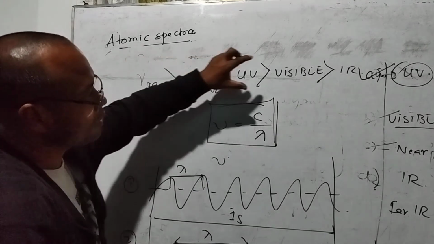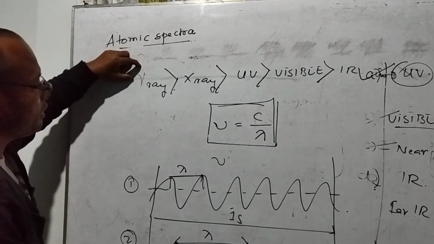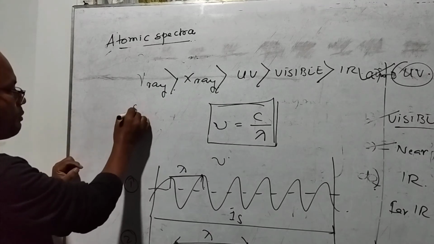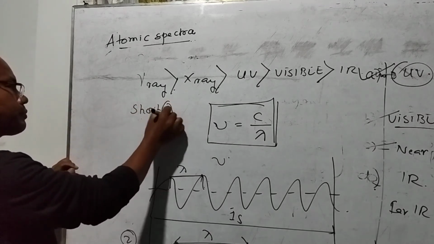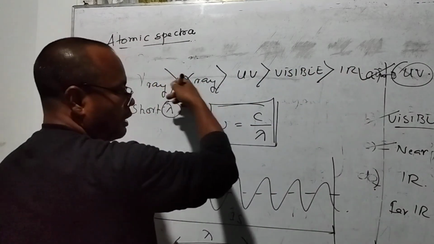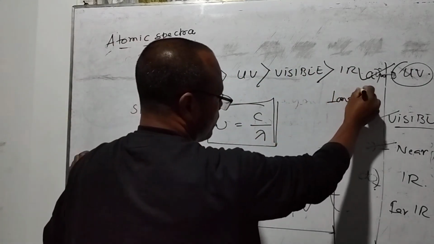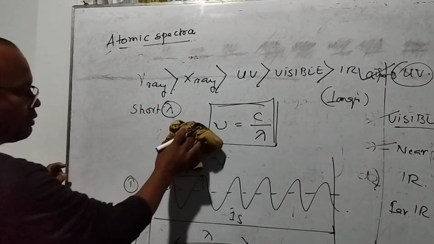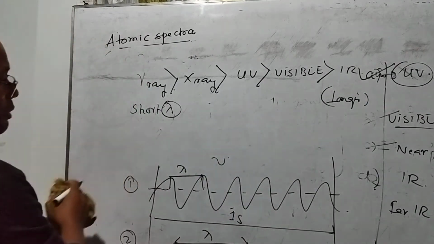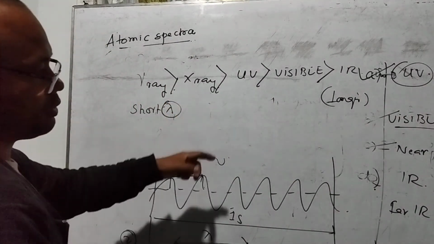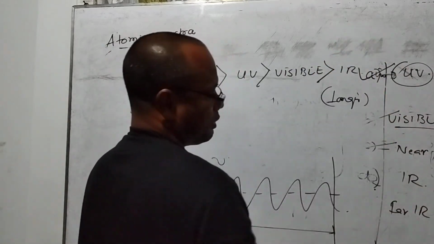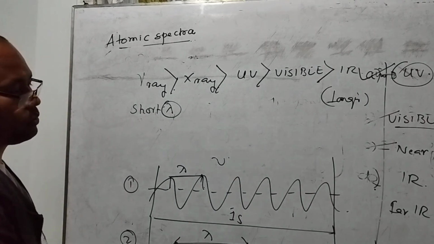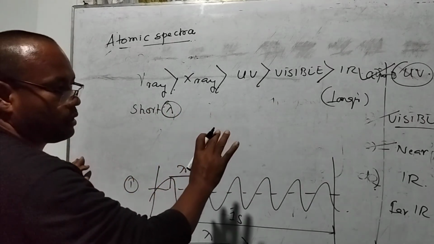Now in this order, gamma ray has the highest frequency, so gamma ray should have a very short wavelength, and IR compared to the others should have the longer wavelength, right? From this concept we confirm that IR has the longer wavelength, then visible, then UV. So by choosing these known radiations and their frequencies, we can tell which one has the longer and which one has the shorter wavelength.